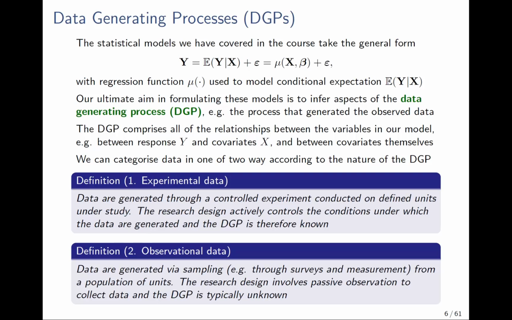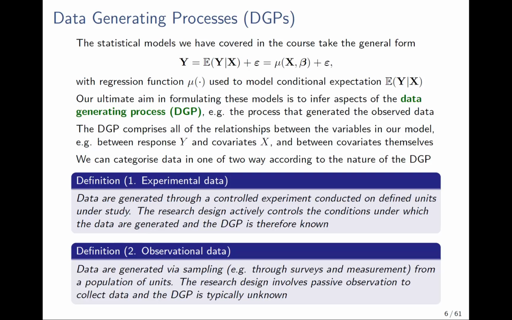But in terms of the data that we have available for our models, we can categorize data according to the DGP in one of two ways. First, we might have experimental data. These are data that are generated through a controlled experiment conducted on defined units that we're studying. And what that means is, because we have experimental conditions, the research design can actively control the conditions under which the data are generated, and therefore the DGP is largely known. We can manipulate the data generating process in an experiment to test or emphasize certain features of interest.